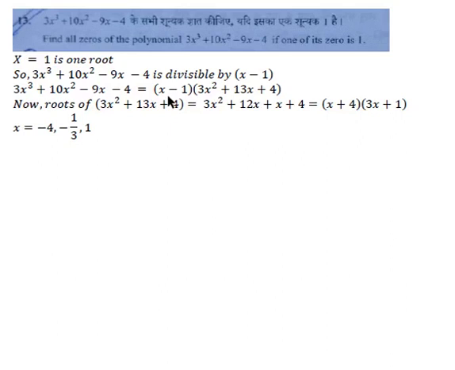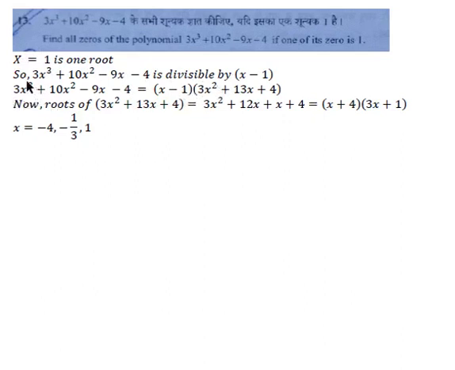In this question, we have to find the zeros or the roots of the cubic polynomial given here if one of its roots is 1. Now, as x equals 1 is one of the roots, x minus 1 is going to divide this cubic equation perfectly. So we divide the given cubic equation by x minus 1 to get a quadratic.